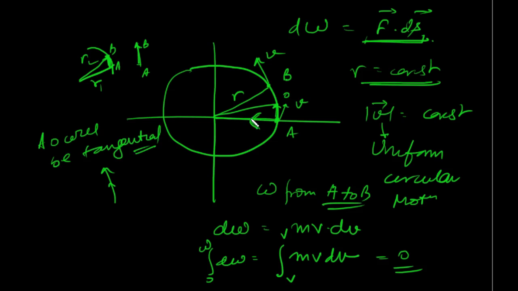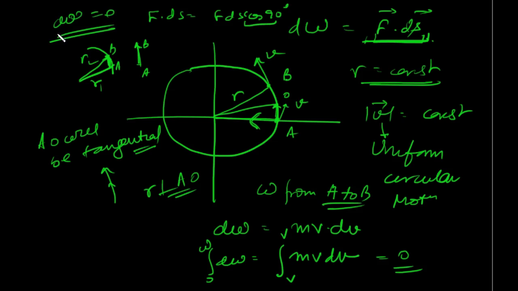And when AO is tangential, R is perpendicular to the tangent. R is perpendicular to AO. So F will be perpendicular to ds. So F dot ds would be equal to F ds cos 90. And cos 90 is 0, so work done would be equal to 0. Alright. Work done would be equal to 0.